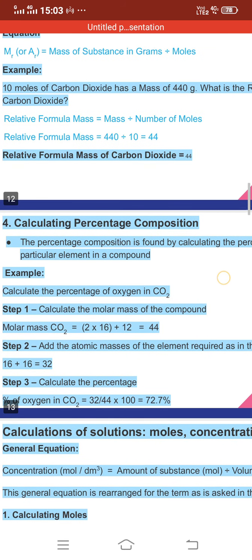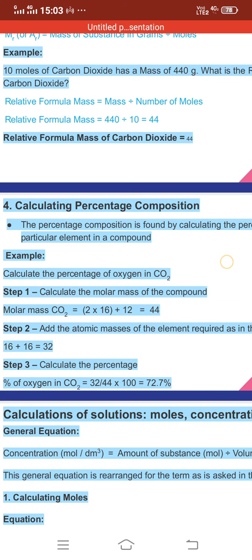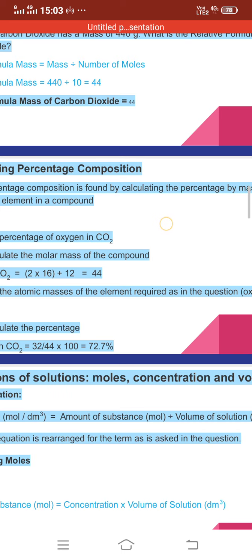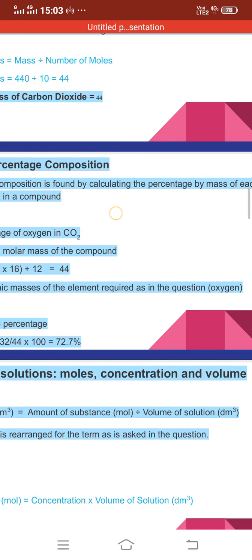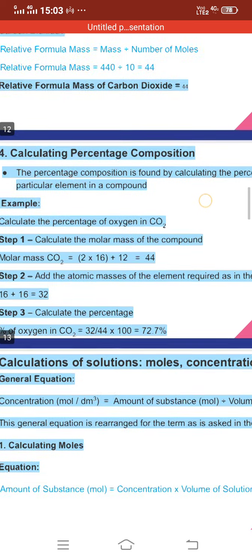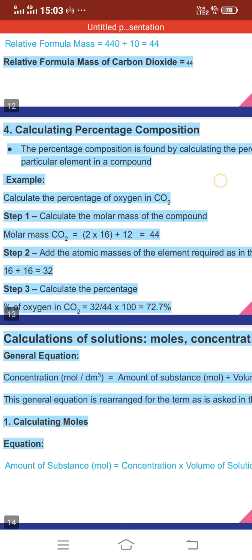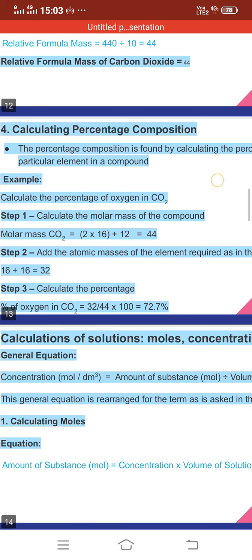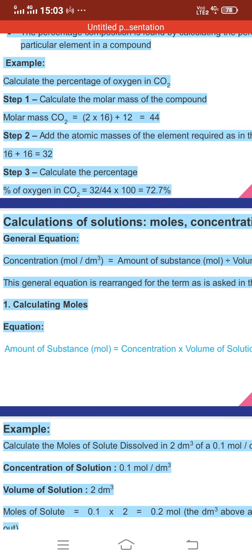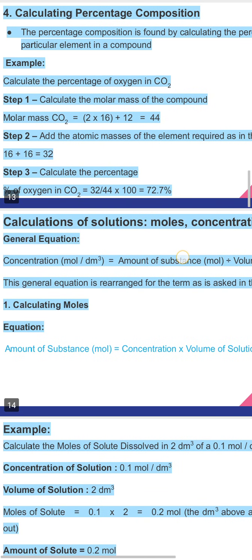Step 1. Calculate the molar mass of the compound. So molar mass of CO2 is 2 times 16 plus 12, that is 44. Step 2. Add the atomic mass of the element required, as in the question oxygen, having atomic mass 32, 16 plus 16. Calculate the percentage. So percentage of oxygen in carbon dioxide equals 32 divided by 44 times 100. So that is 72.7%.